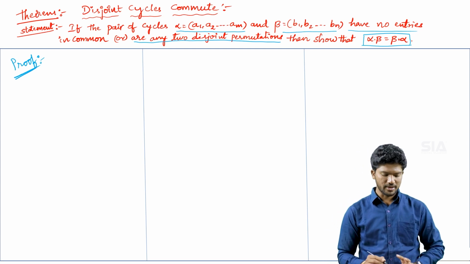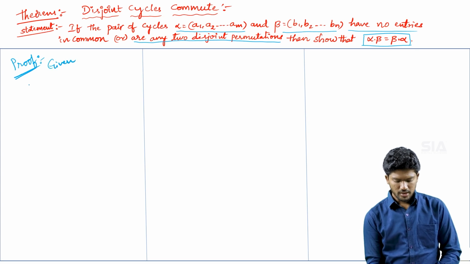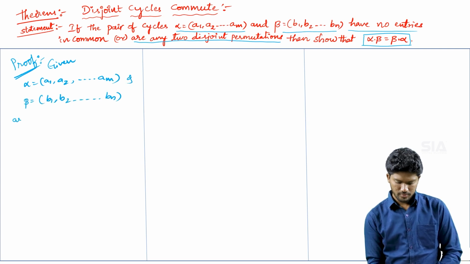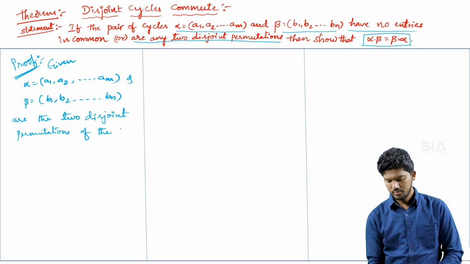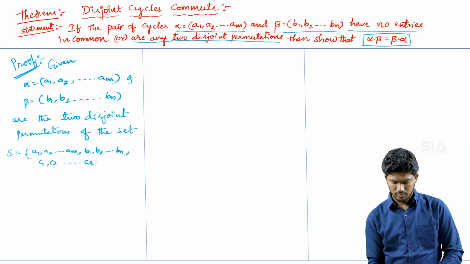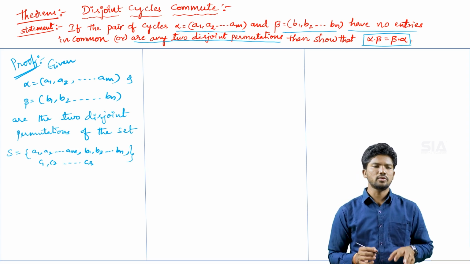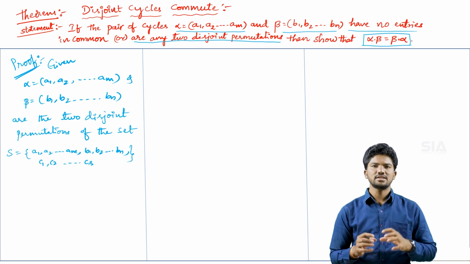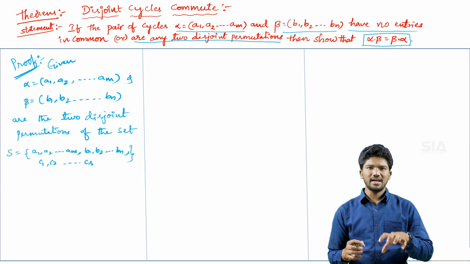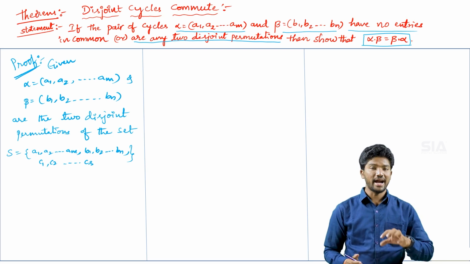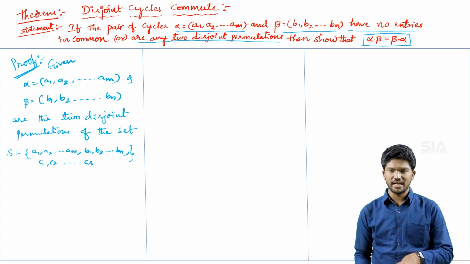Okay, so now see the proof of this theorem. First of all, given alpha is equal to a1 a2 up to a suffix m and beta is equal to b1 b2 up to beta suffix n are the two disjoint cycles, two disjoint permutations, of the one finite set capital S. Capital S is equal to, we can write here, a1 a2 up to a suffix m, b1 b2 up to b suffix n and c1 c2 up to c suffix s. Okay, so it is a finite set.